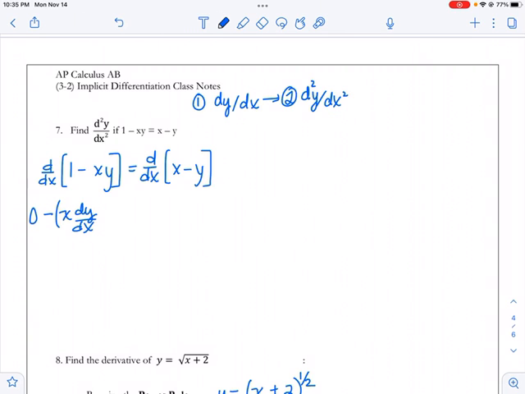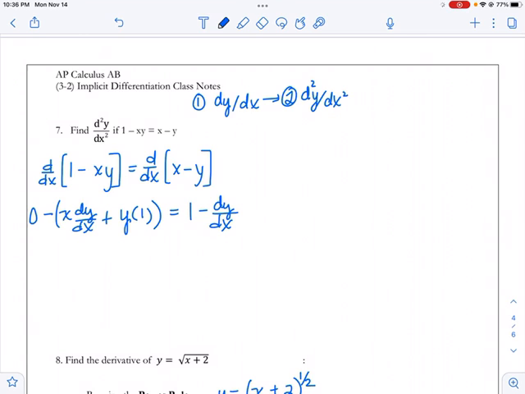I could put that in. First times derivative of second plus second times derivative of first, and the derivative of y is... I mean the derivative of x first is just going to be 1. So the left-hand side is done. Now taking the derivative of the right-hand side, you get the derivative of x first, which is 1, minus the derivative of y, which is dy/dx.